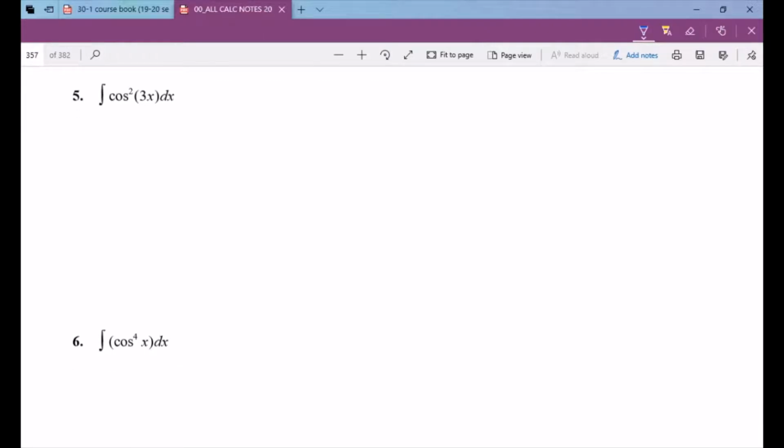Integral of cos squared 3x dx. So we're going to use this identity that we did on the previous page: cos squared x is equal to (cos 2x plus 1) over 2. And then when we use that in this one, the 3x ends up doubling.